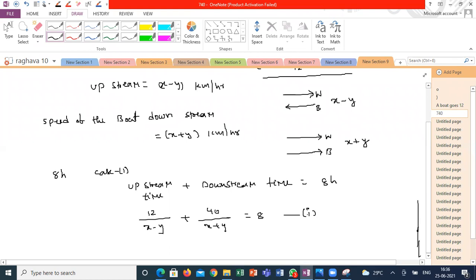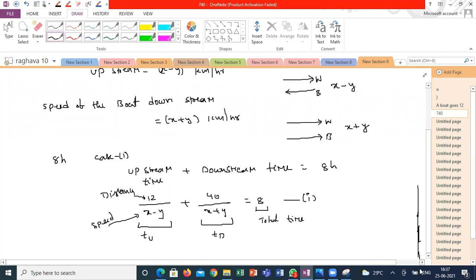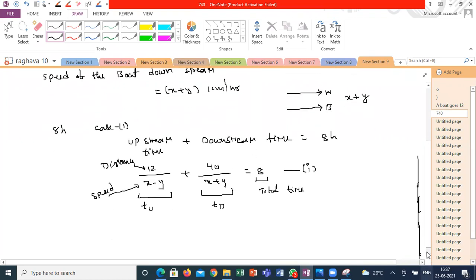Got it, how I got the first equation? This is the distance, this is the speed, and this whole fraction gives the time in upstream, this whole fraction gives the time in downstream. This is the total time. It's kind of a round trip, not exactly. He's going in one direction, then coming back, some other distance.